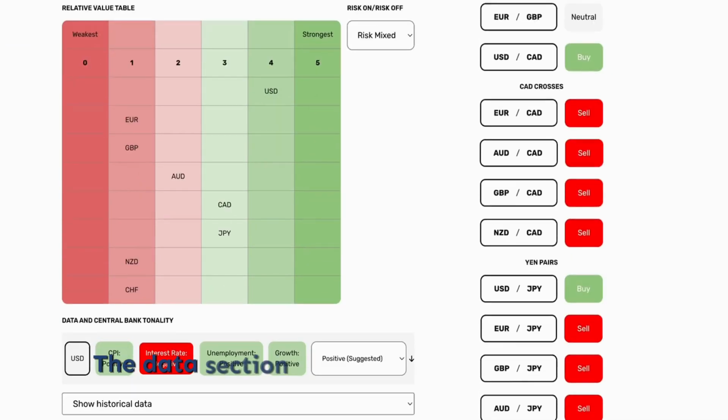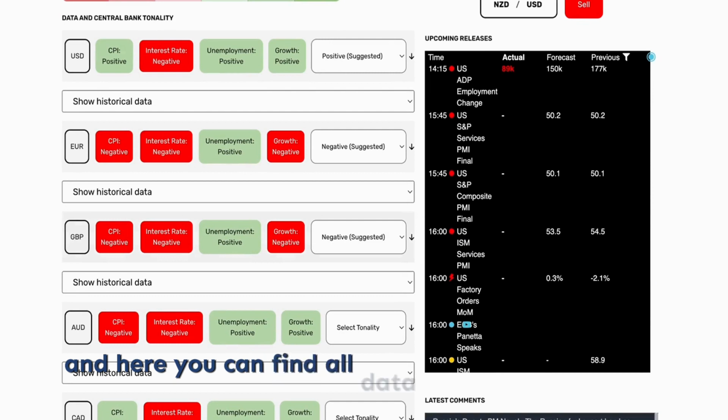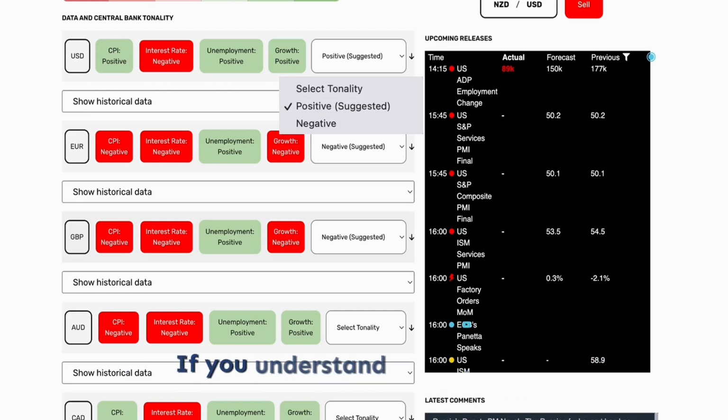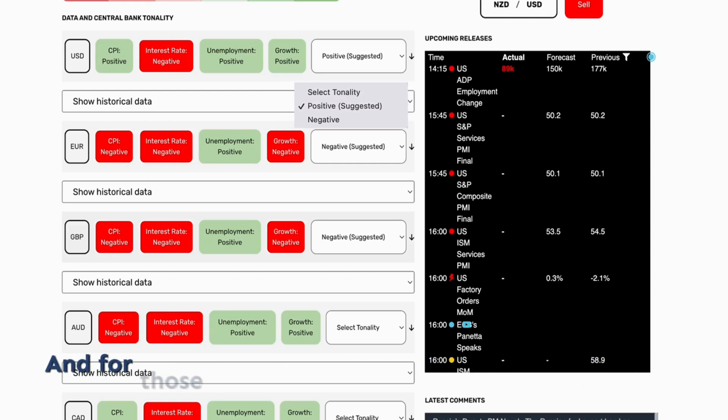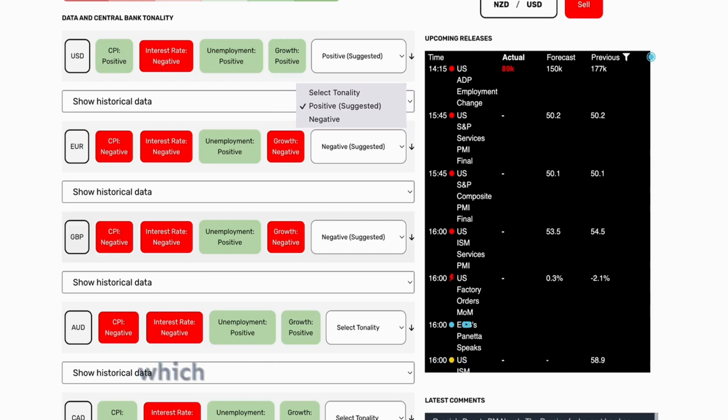The data section is the engine of Macronomics, and here you can find all data used in Macronomics, which is data that central banks depend on. Also, you can find the tonality part, which plays a huge role in which direction one currency will trade. If you understand fundamentals, you have the option to set it for yourself. And for those who don't know anything about tonality, we have our suggestions, which are updated when central banks change their policy.